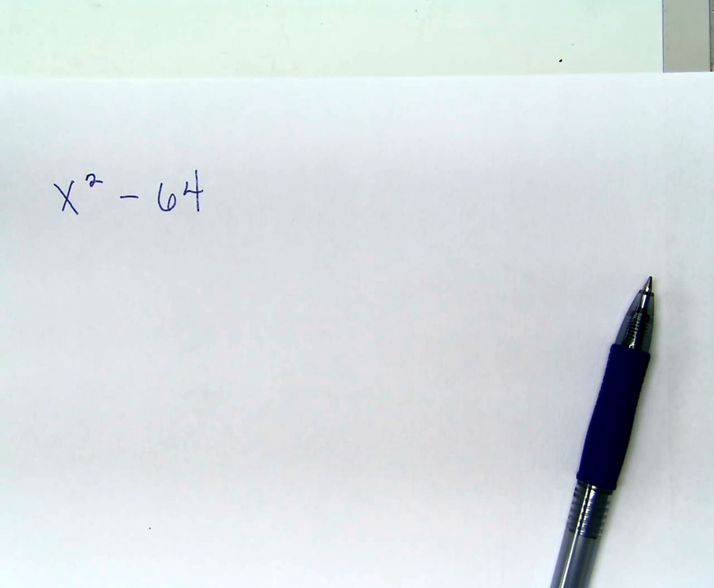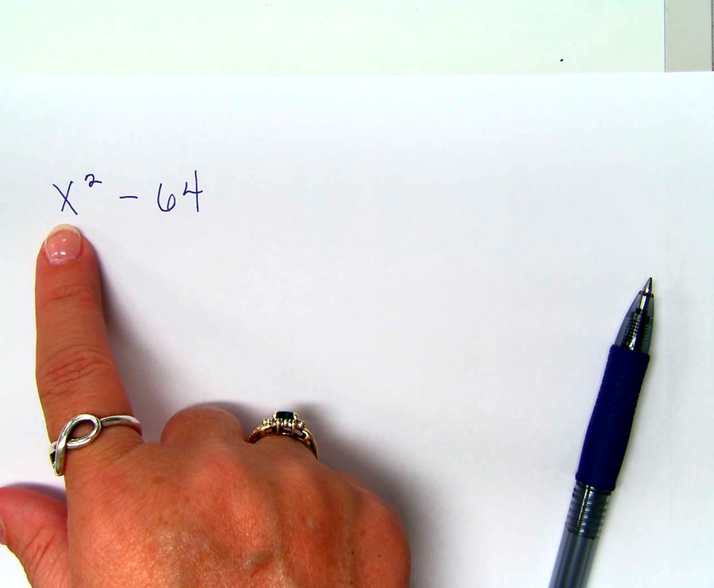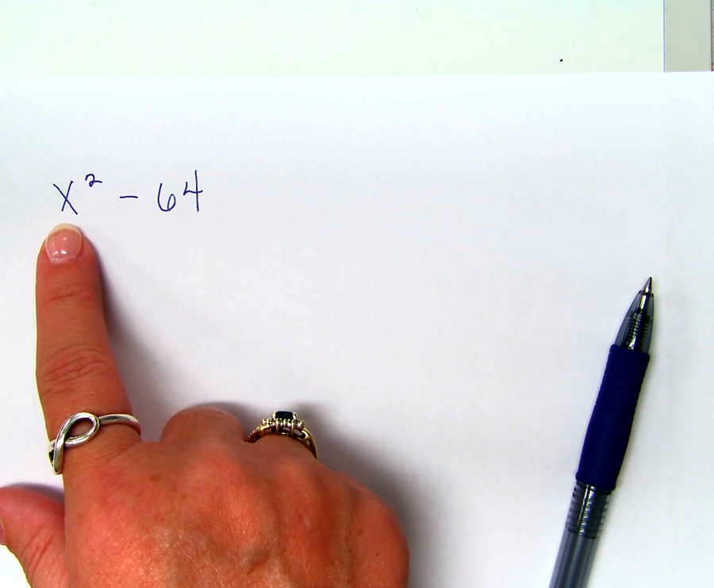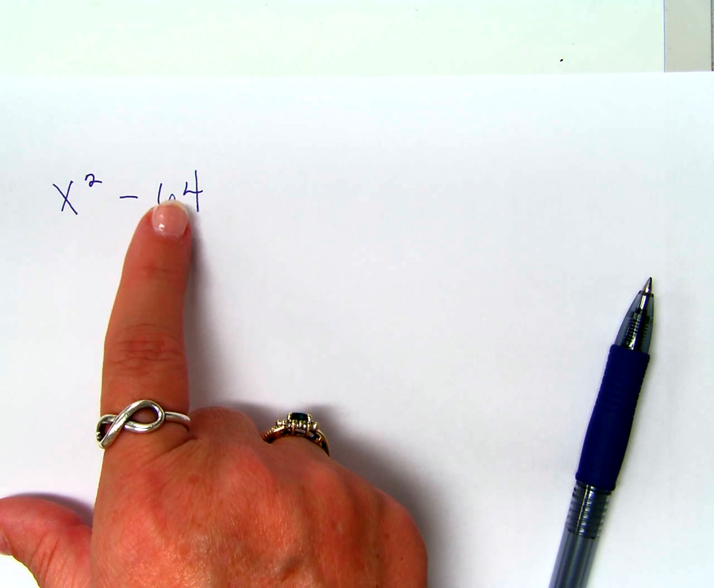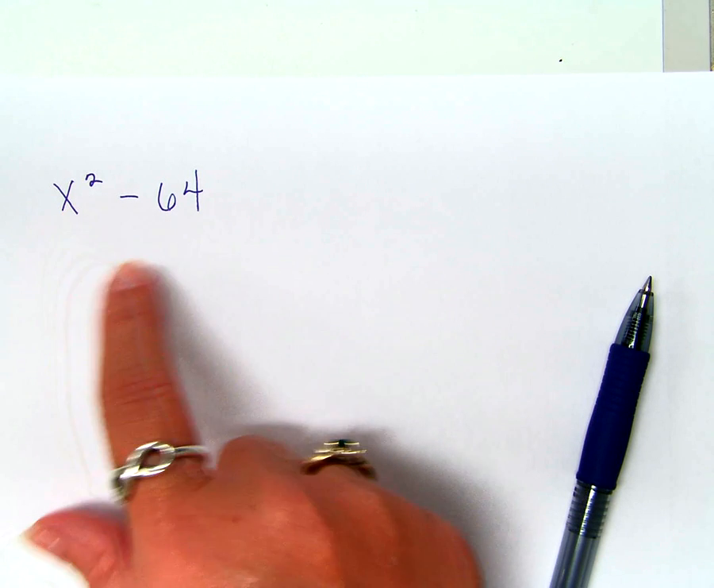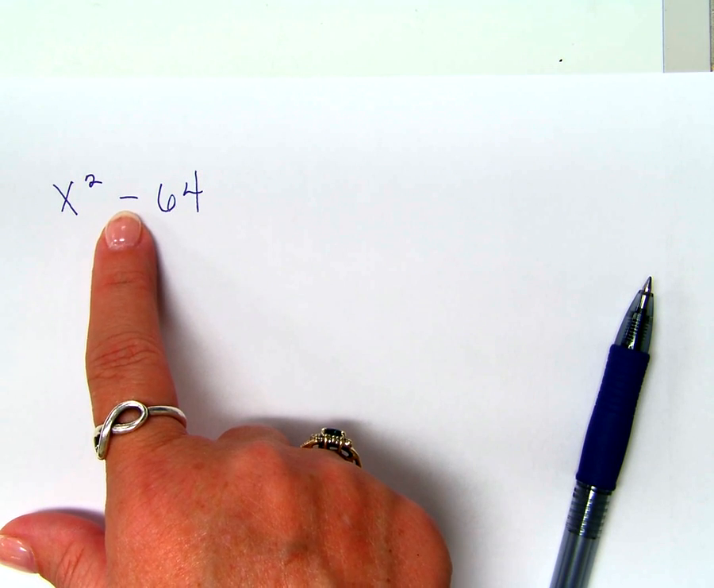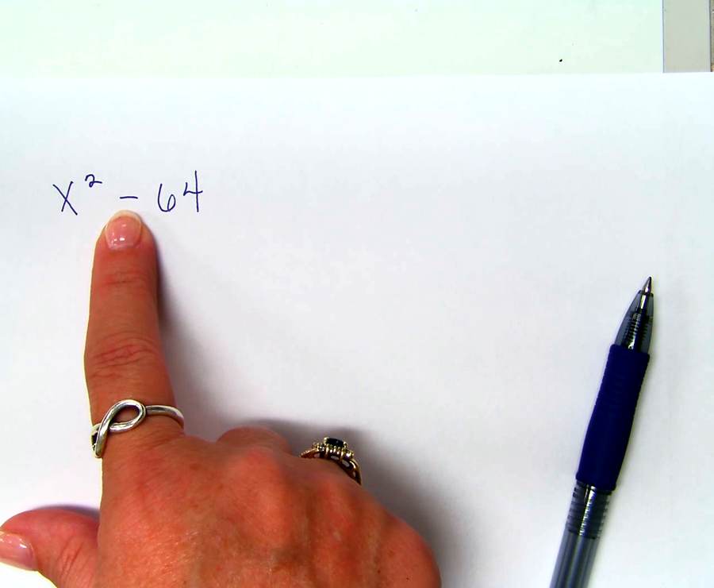X squared minus 64. What can you tell me about these two numbers or terms? They're special. How were they special? It's a squared number, right? Something times itself equals 64, doesn't it? 8. What times itself equals x squared? X. What sign is this? Subtraction, right?